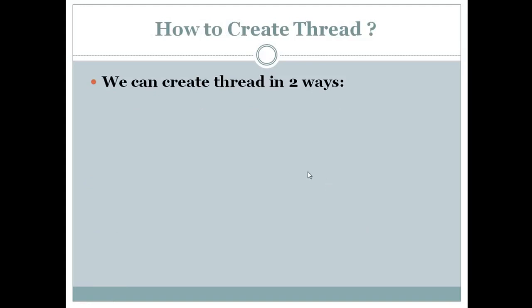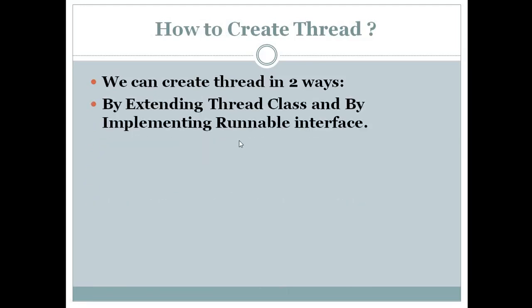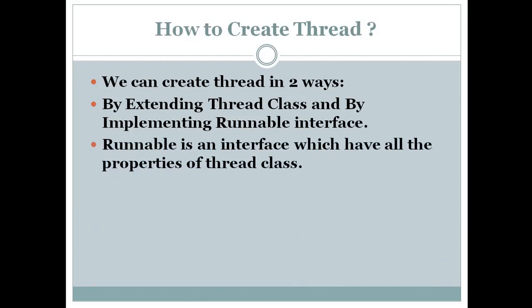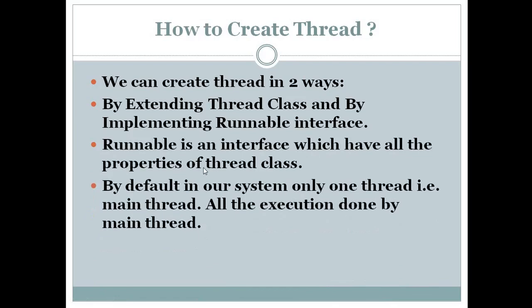If thread is so important, then how can we create a thread? We can create a thread in two ways: by extending the Thread class and by implementing the Runnable interface. There is a class in Java, the Thread class. In our class we can extend that Thread class and create the thread, or we can implement the Runnable interface and also create the thread.